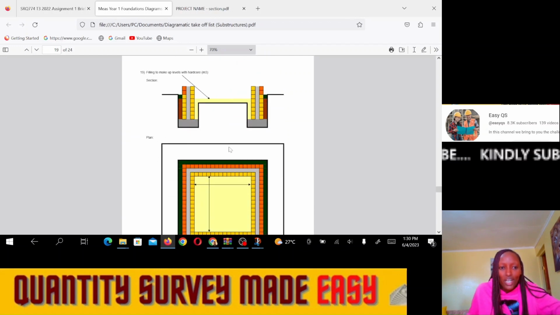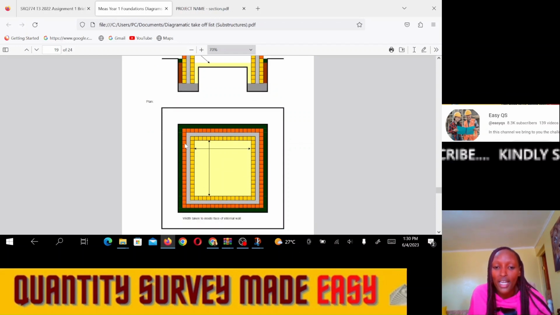All right, then we shall go to filling to make up levels with hardcore. You see, after the reduced level, we shall make up the levels up to where we want to start construction with hardcore. So how do we measure it in cubic meters? The volume of the hardcore, we shall take the total area we have compacted where we shall lay the hardcore, then we shall multiply the thickness of the hardcore to make up the levels.